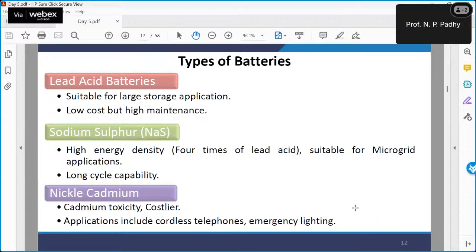Now we'll get into different types of batteries. Lead acid batteries are suitable for large storage applications. Sodium sulfur, NAS, is very popular, with high energy density, 4 times that of lead acid, suitable for microgrid applications. Long cycle capability. We have one more category known as nickel cadmium. Cadmium toxicity, costlier. Applications include cordless telephones, emergency lighting, etc.